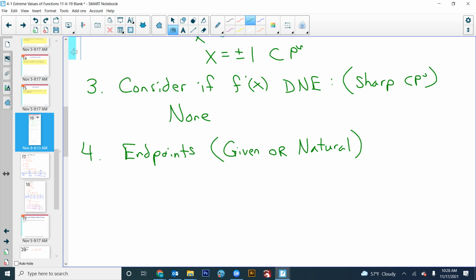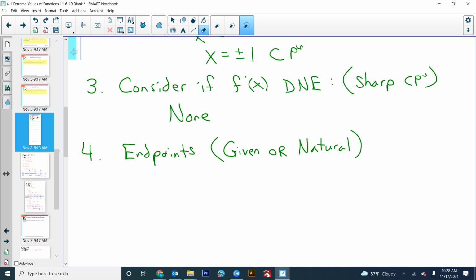What are natural endpoints? Well, what about... This is not this problem, by the way. Y equals the square root of x. Doesn't that function have a domain of x greater than or equal to 0? It has a natural endpoint at 0 because you can't plug negatives inside the square root. That would be one where you're not given a domain, but you have to understand it has a natural domain of 0 to infinity.